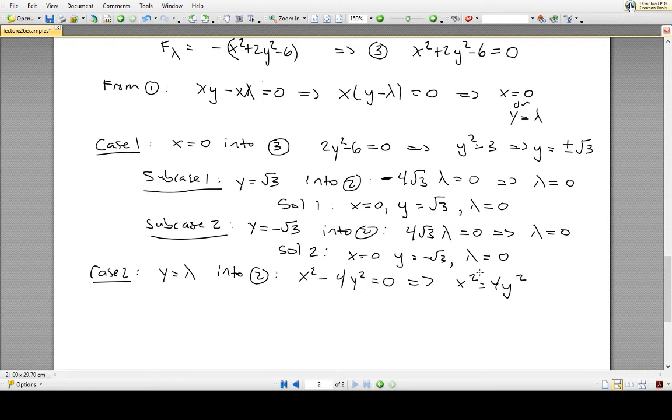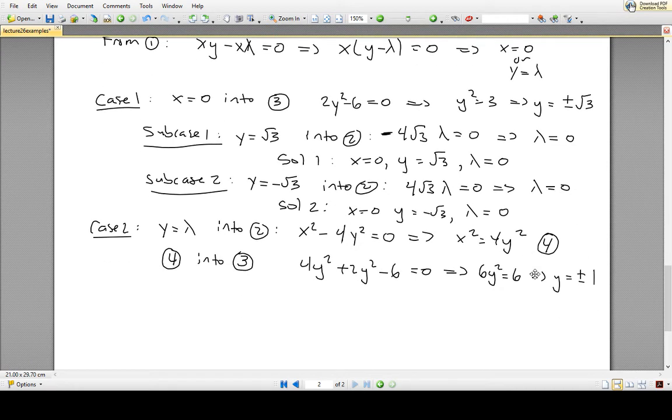Okay, so let's take this. I'll call this equation 4. Now take equation 4 and put it into equation 3. Here I have a relationship between x squared and y squared. So wherever I see an x squared, I'm going to put in a 4y squared. So I have 4y squared plus 2y squared minus 6 has to be equal to 0, which means 6y squared has to be equal to 6. Dividing both sides by 6, I get y squared is equal to 1, which means y has to be equal to plus or minus 1.